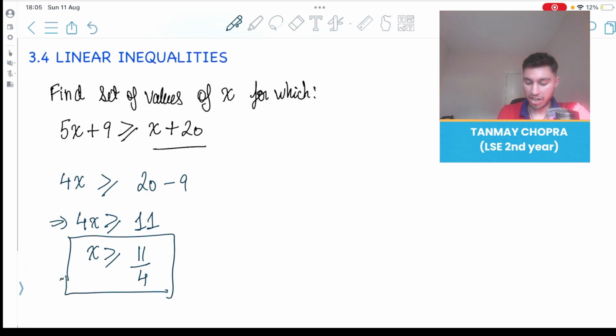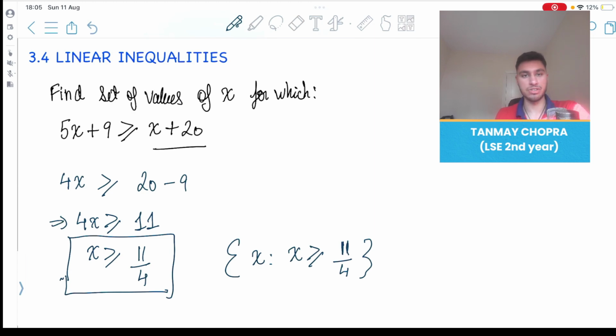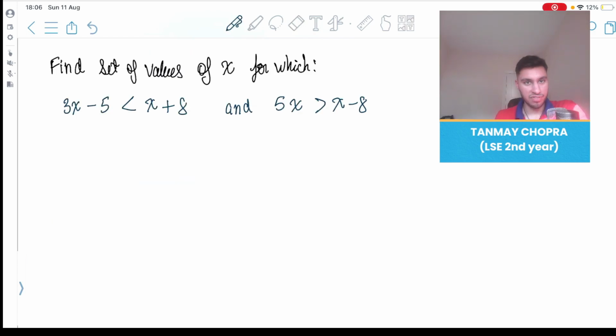So in set notation, you would write x, then you would write two colons because that means x such that x is greater than or equal to 11 over 4. That's just set notation. You'll get more familiar with it as we progress. All right, let's look at a slightly harder example. So now we are required to find the set of values of x for which 3x minus 5 is smaller than x plus 8 and 5x is greater than x minus 8.